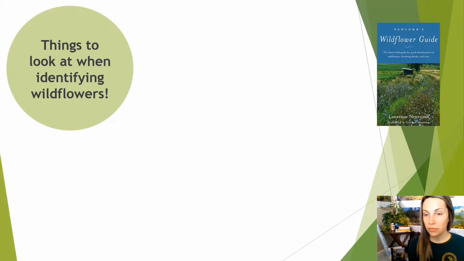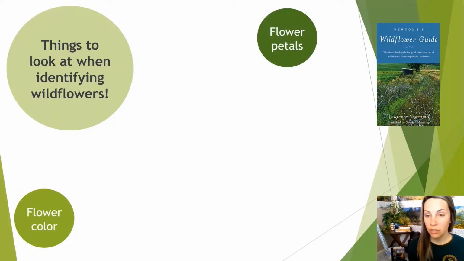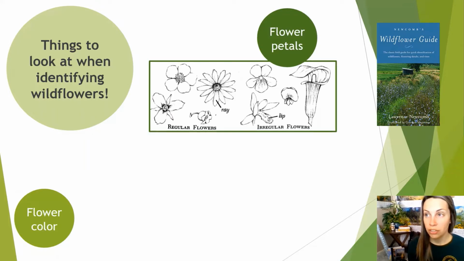Before we start looking at the wildflowers in our yards, we need to know what to look for. One of these things is flower color. Another is the flower petals. Are they shaped regularly or irregularly on the flower? Meaning, are they the regular flowers that we kind of think of in a traditional way, where petals go around the center of the flower? Or are they irregularly shaped petals, where the flower might be tube-like? We also need to look at the number of petals. Are there 4, 5, more than 6?